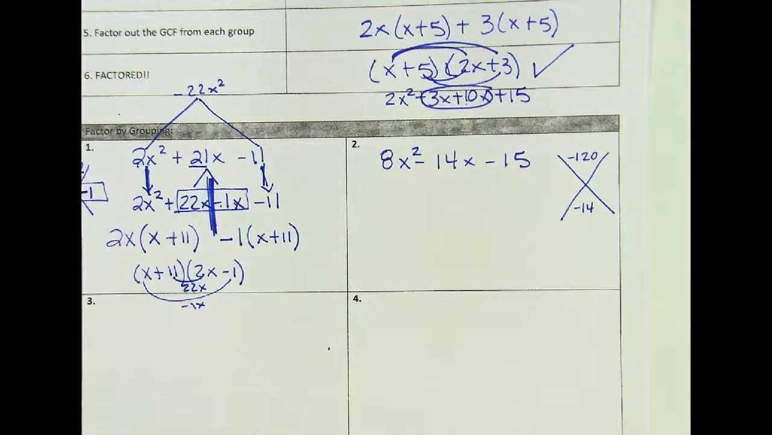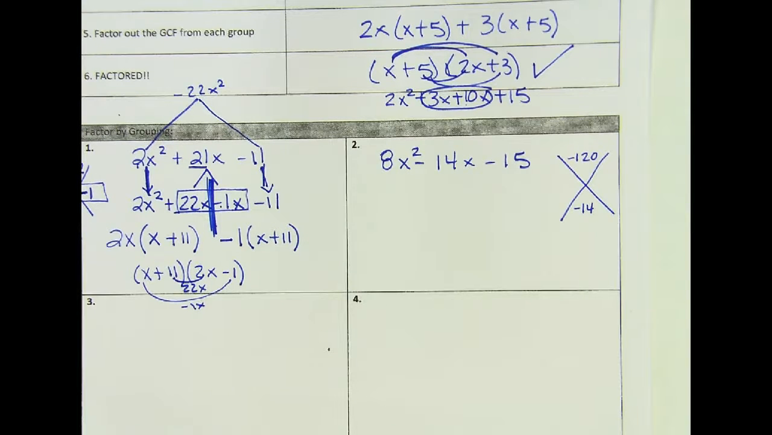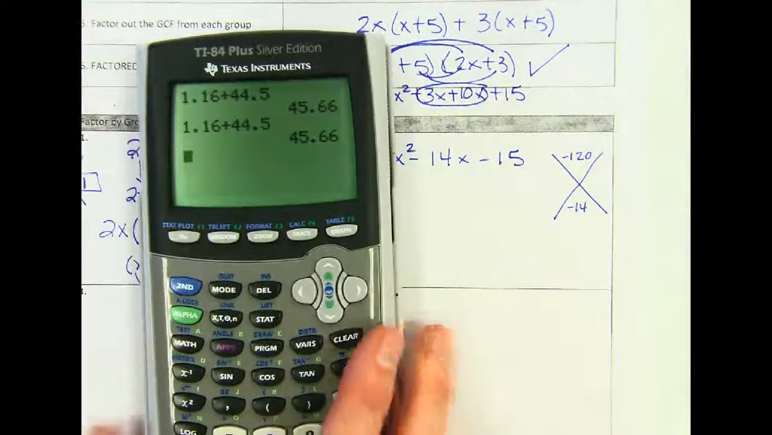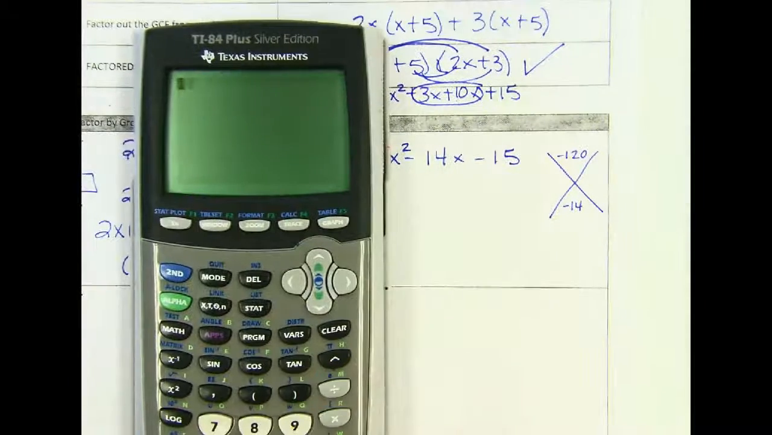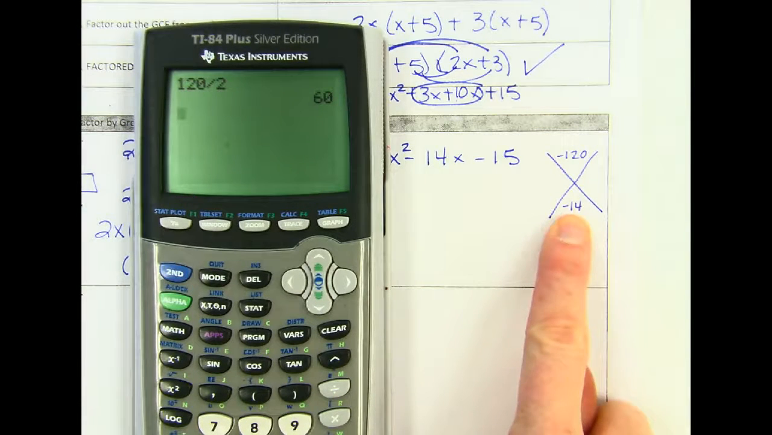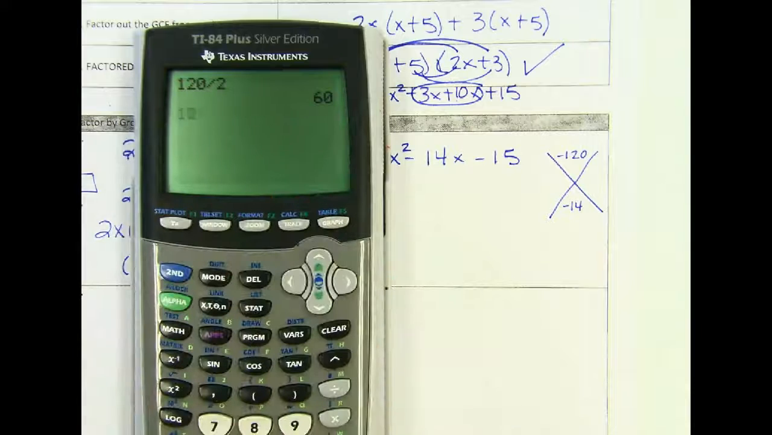Now, this one here may be a little bit harder to guess and check with since the numbers are so big. Notice it did not have a greatest common factor. So what you would simply do is take your calculator and start running through the list. 120 divided by 2 is 60. There's no way there, and they're kind of far apart. 120 divided by 3, still not going to give me 14. 120 divided by 4, still not going to give me 14, but I'm getting closer.